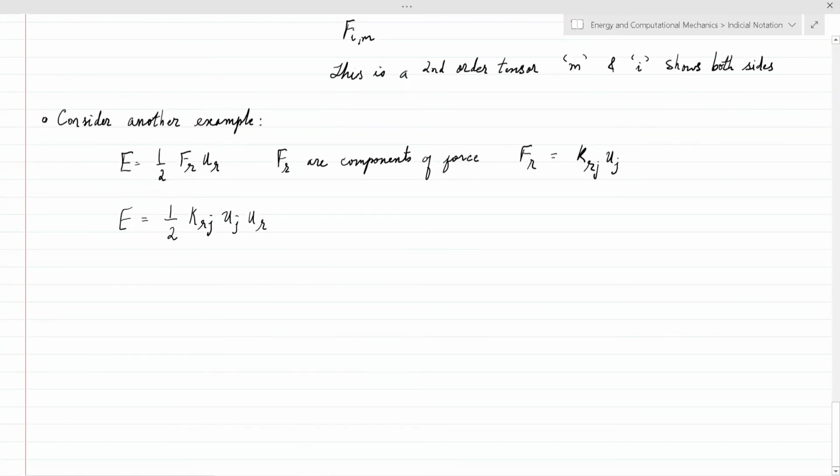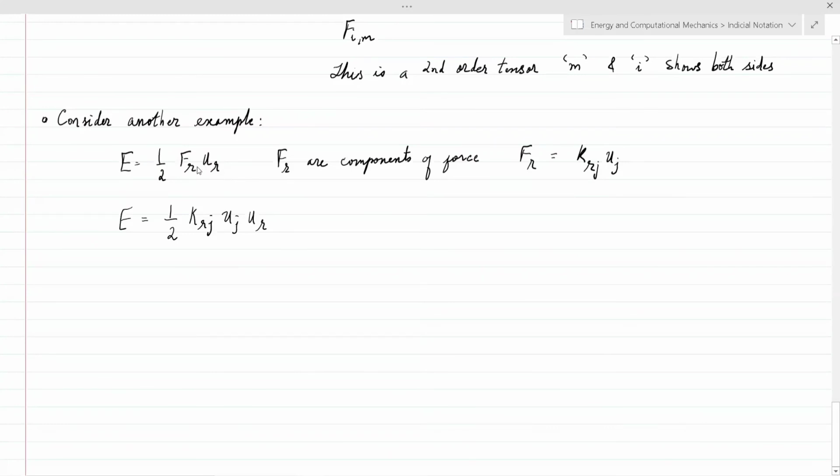And F_r are the components of the force. So F_r is K_rj times u_j. Now, r is on the left side and also on the right-hand side, so that's a free index. j is repeated, and since j is repeated, that's a summation over j. So this, again, is a first order tensor because r is the only free index and r can take values of 1 through 3. Here, however, is a scalar quantity because r is repeated.